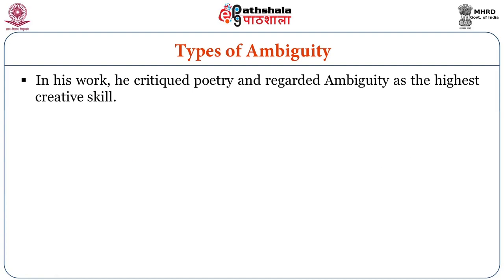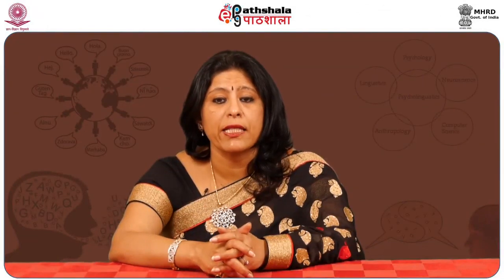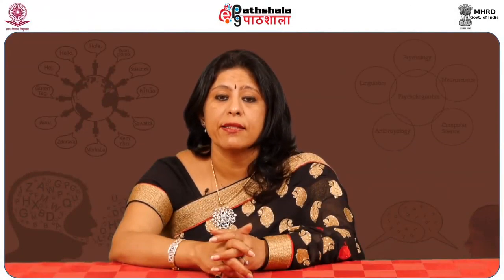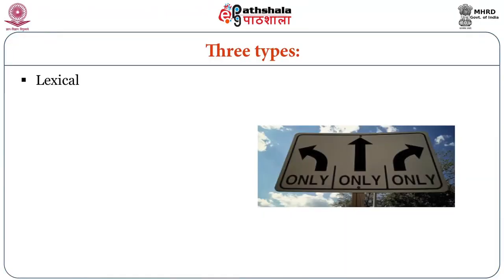In his work, he critiqued poetry and regarded ambiguity as the highest creative skill. It was one of the most influential critical works of the 20th century and was a key foundation work in the formation of the New Criticism school. Though he found these seven types, linguists focus on three main categories of them, which play a major role in linguistics while analyzing sentences. Let's discuss those with appropriate examples. These three types are: number one, lexical; number two, syntactic or structural; and number three, semantic.